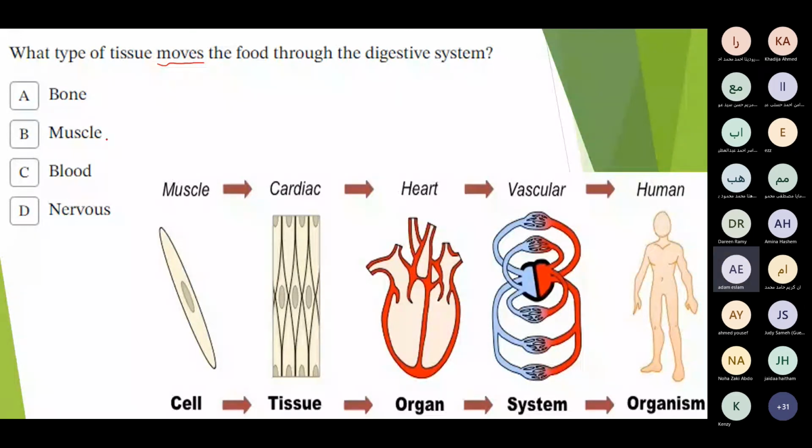Why? Because I have the word moves. Moves is related to the word muscle. Okay? We said that the esophagus consists of some muscles, and we also said that the stomach is a muscle. So the type of tissue that moves the food is the muscle. Okay? Thank you, Salma. Okay, who's next?